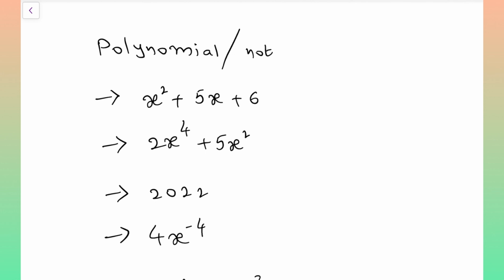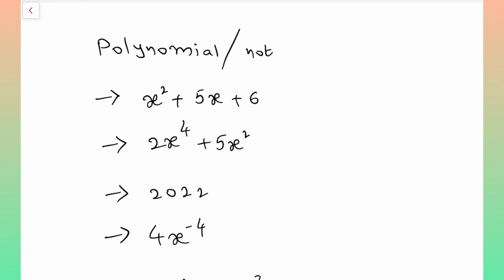Next, coming to the polynomials. In this, one of the very important things, especially in part B, is that they will give some expressions and ask us to find whether those are polynomials or not. So how do we check what exactly the difference is between a polynomial and an expression? A small difference will be there.